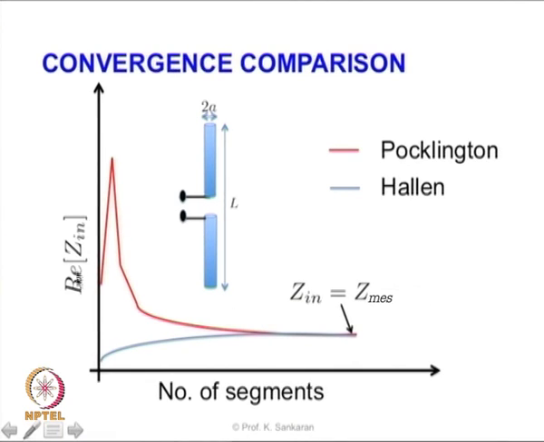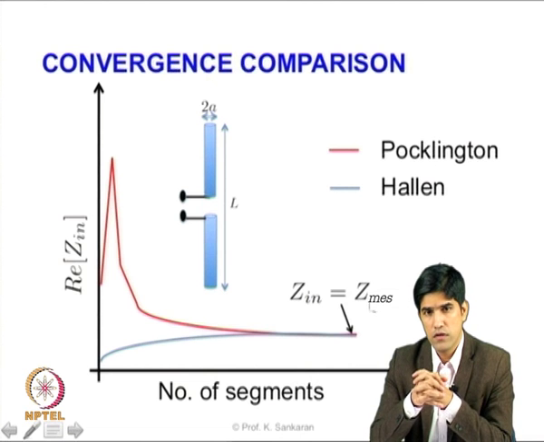Whereas in the case of the Pocklington equation, you see that there is a spike here, and the spike is due to the singularity, which we will discuss later on, but the convergence is quite slow, and as you can see, you need quite a large number of segments to come to a value that is closer to the measured value. So we will stop at this point before we go further into the computation of this problem using the Galerkin method.